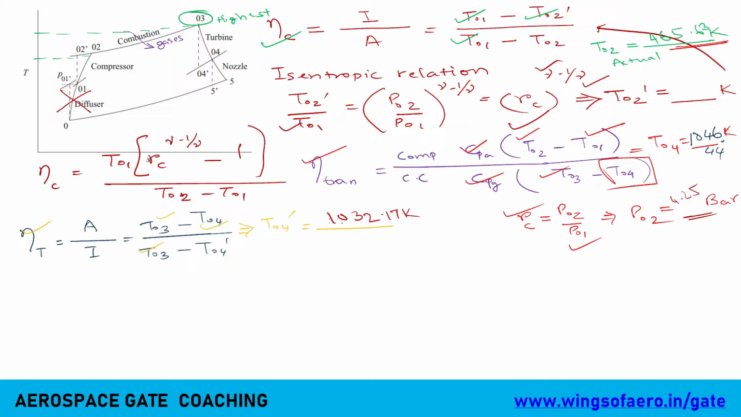P02 will be greater than P01. Yes, absolutely. Now, how can we find out this P03 or P04 or other parameters? We can again make use of eta t, or you can also use the isentropic relation. What is this isentropic relation that you can use? T04 prime by T03 equals P04 by P03 raised to the power gamma minus 1 by gamma.